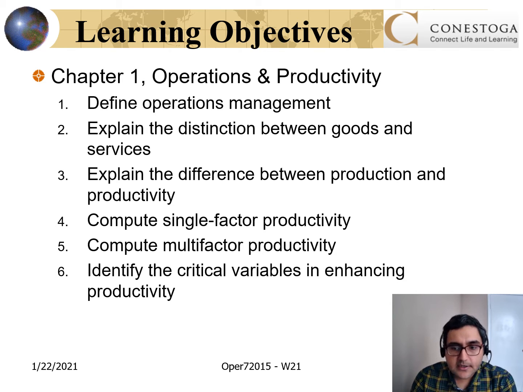So these are the different objectives for this particular chapter. First, we will define operations management. I will help you to understand the difference between the goods and services. Then I will try to indicate what's the difference between production and productivity. We will do some examples to understand the calculation of single factor productivity. I will also introduce multi-factor productivity. Then we will try to understand the critical variables that can be used for enhancing productivity.